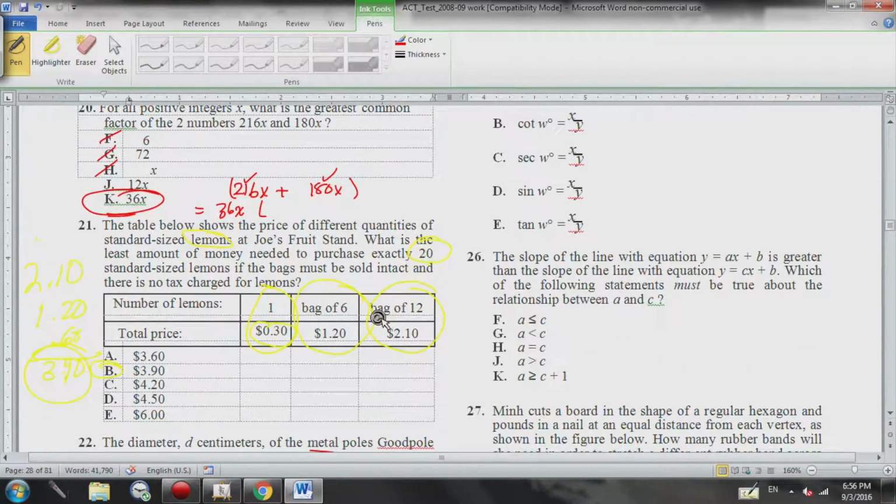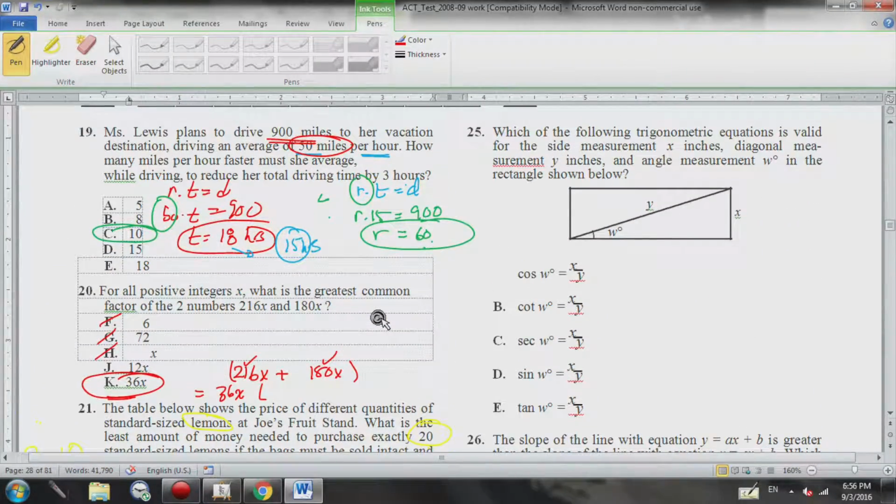All right, the next question. This one says, which of the following trigonometric equations is valid for the side measurement x inches, diagonal measurement y inches, and the angle w in a rectangle? The fact that they told you it's a rectangle is important, because if this was not a rectangle, you couldn't do this, because these are ratios based on right triangles.